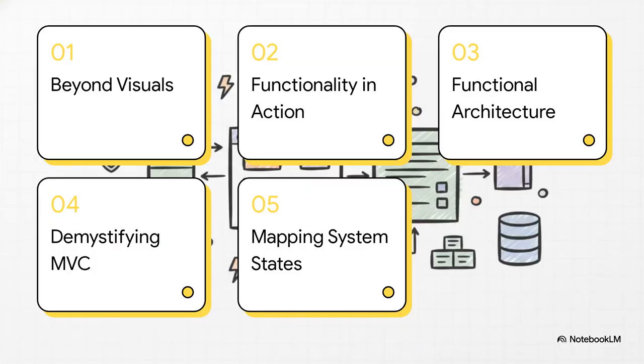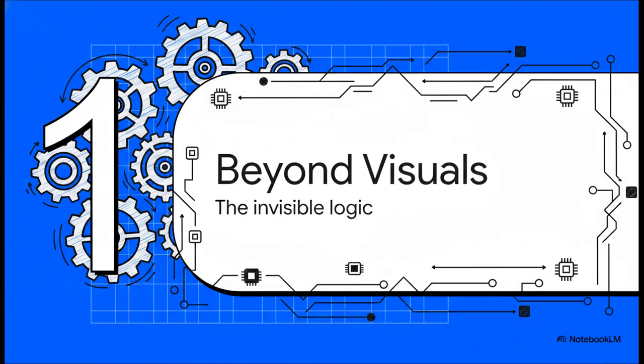To answer that, today's explainer is going to map out the journey. We'll start by looking beyond the visual interface. Check out web app functionality in action. Unpack the functional architecture blueprint, demystify MVC architecture, and finally, map out system states. Let's jump right in. Section 1.